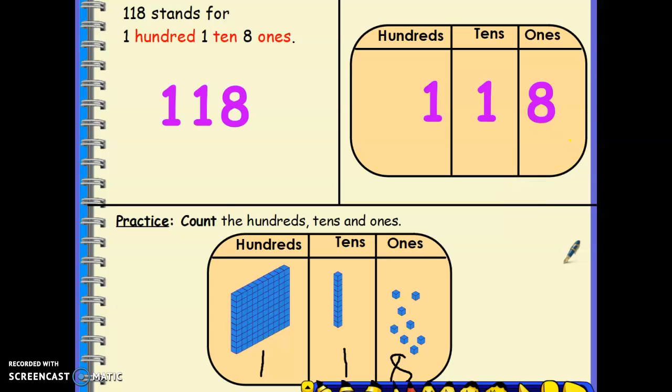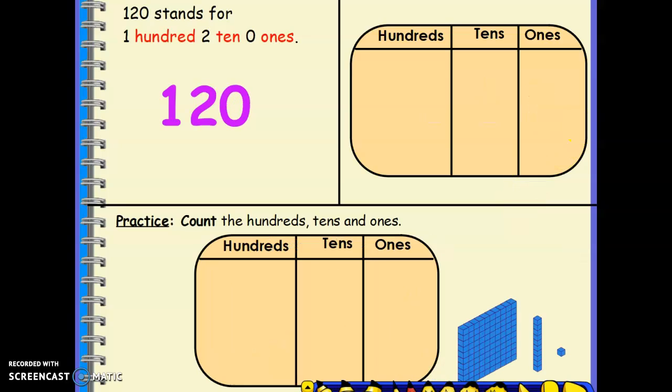Okay. Let's look at this one. We have the number 120. We have 1 hundred, 2 tens, and 0 ones. So let's write that in the chart. How many hundreds do we have? We have 1 hundred. How many tens do we have? We have 2 tens. And how many ones do we have? We have 0 ones.